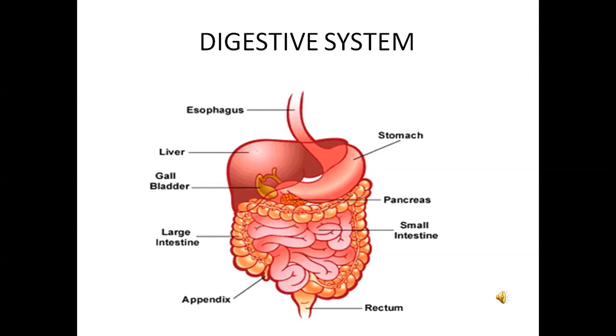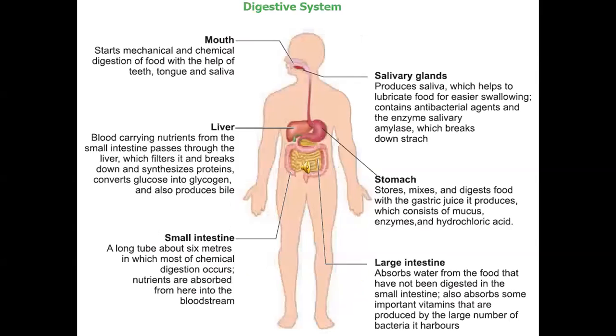The alimentary canal is about 9 meters long. Stomach is a major organ for digestion of food materials. Absorption of digested food occurs in the small intestine. The digestive system includes mouth, liver, small intestine, salivary glands, stomach and large intestine.